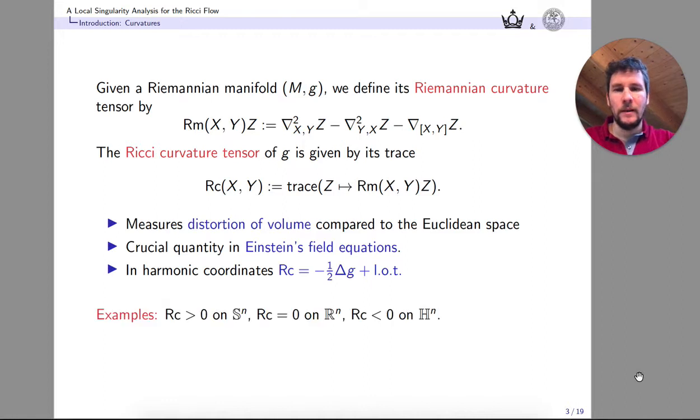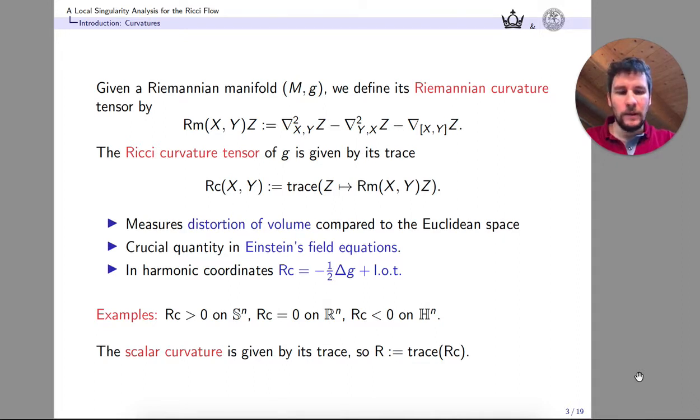Some examples: on a sphere with the round metric, the Ricci curvature is positive. On Euclidean R^n with the Euclidean metric, Ricci curvature is equal to 0, and on hyperbolic space Ricci is negative, and by negative I mean negative definite, as it's a 2-tensor. We also define the scalar curvature, which is just the trace of the Ricci curvature. These are all standard notions in differential geometry.